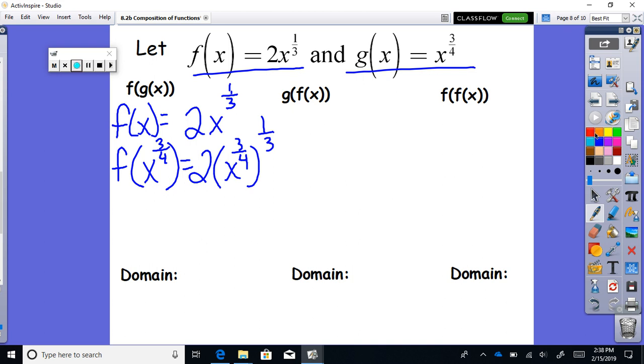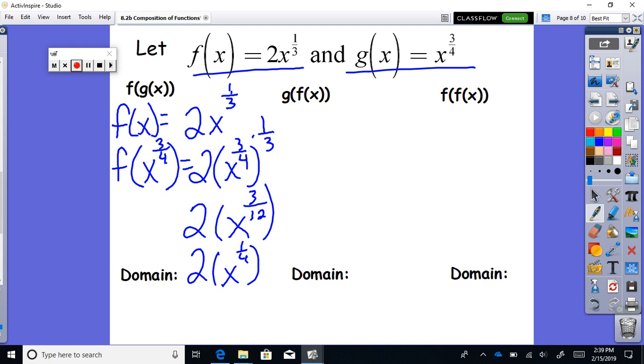Now remember, if you have a power raised to a power, you multiply those exponents. So this is going to be 2 times x to the, when you multiply fractions, multiply the numerators. 1 times 3 is 3, over 4 times 3 is 12. And that can be reduced to 2x to the 1/4. 3 over 12 reduces to 1/4.